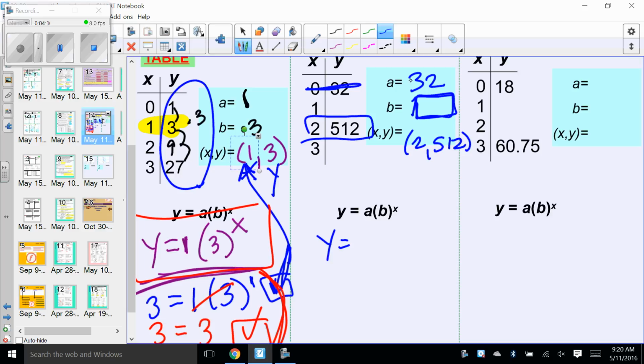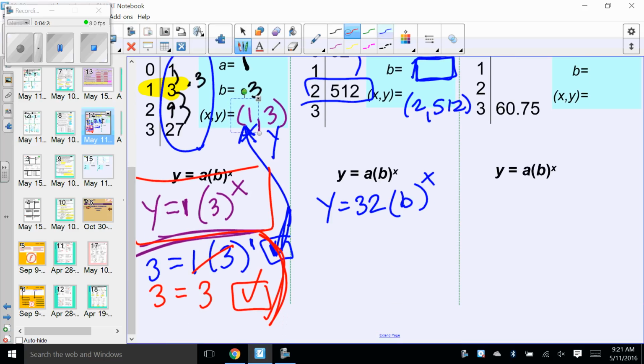So our beginning amount, a, is 32. Our growth is unknown. We don't really know what we're growing by, so I'm going to use that as b. And our x is unknown. However, I can take this data point x, y and I can find it.